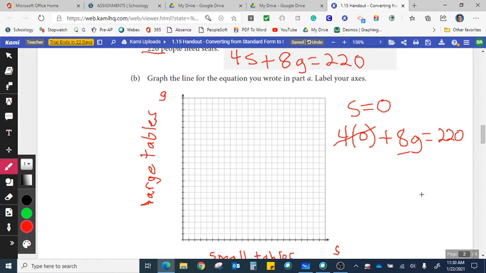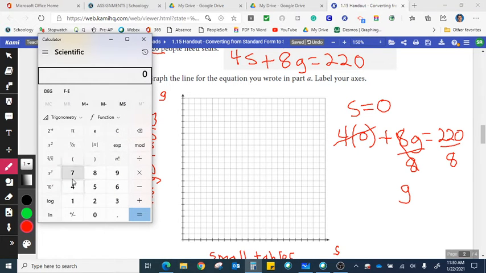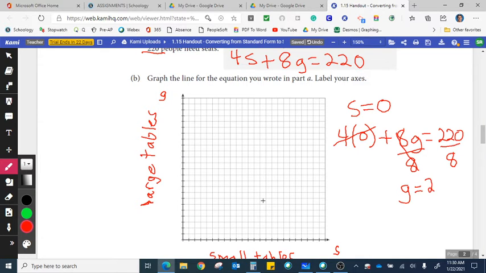So when you divide by 8 on both sides, take out your trusty calculator. Let's see what we have. 220 divided by 8 gives me 27.5. Just exactly what we had before. It's the same thing as we had before.